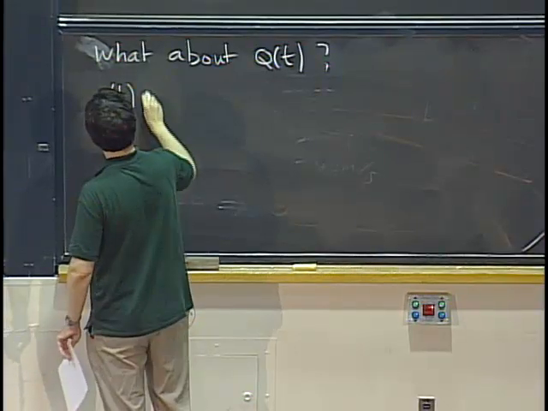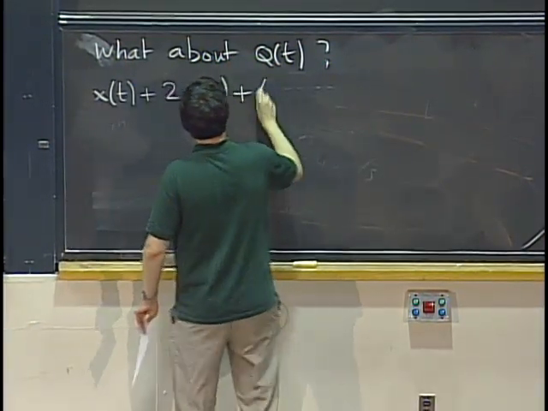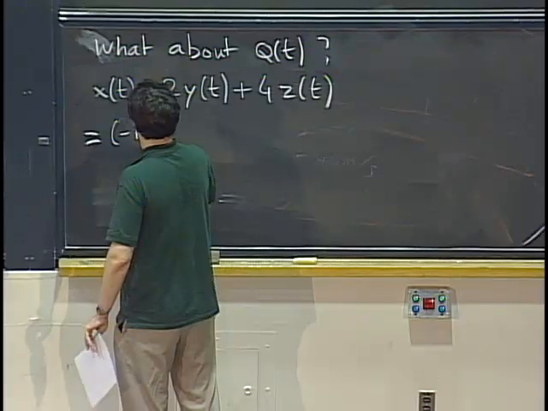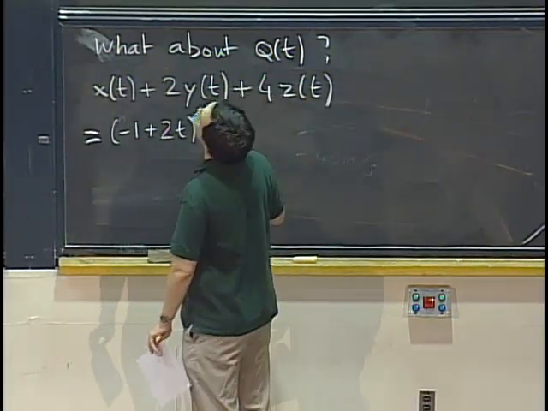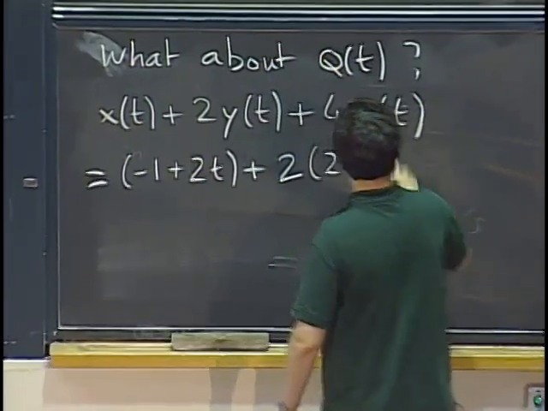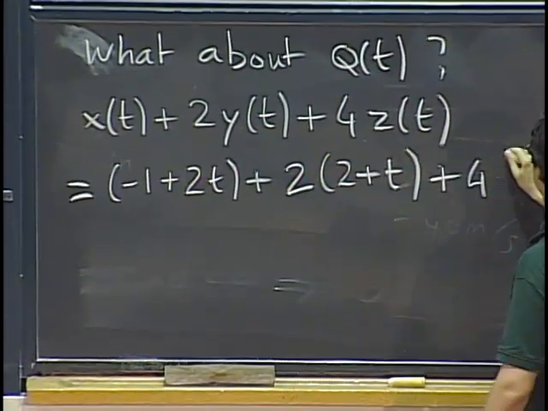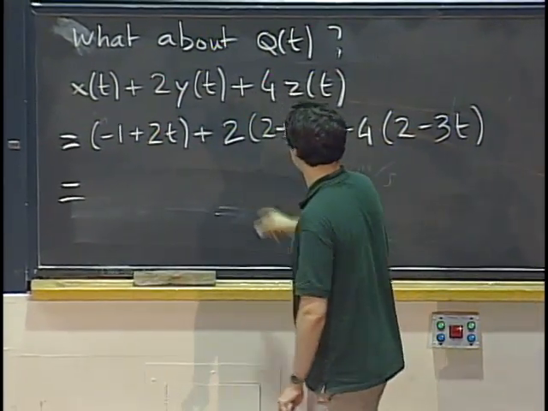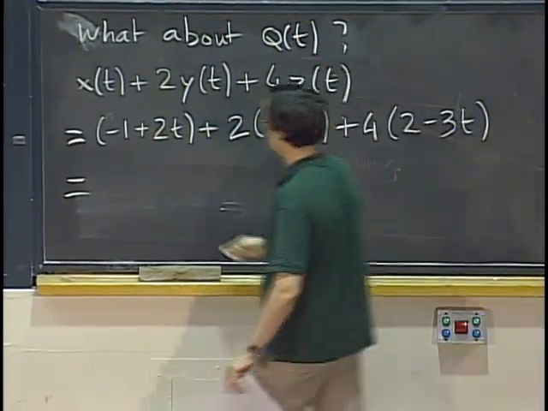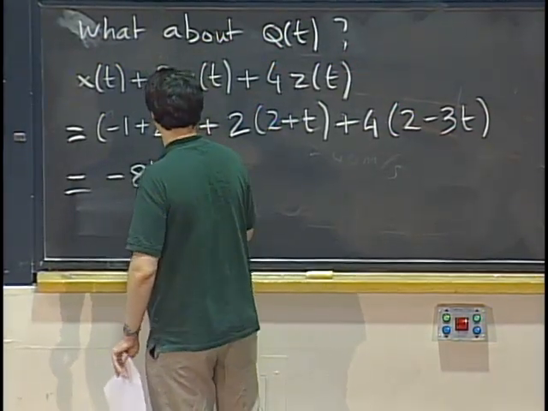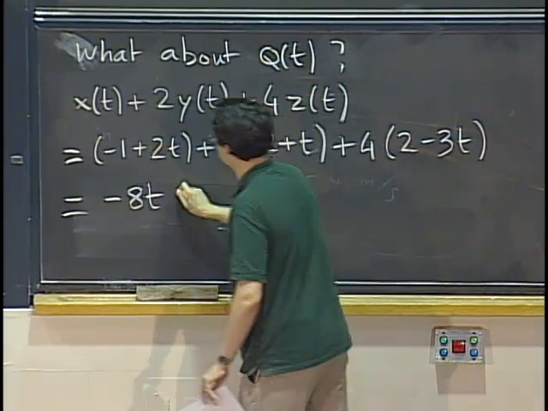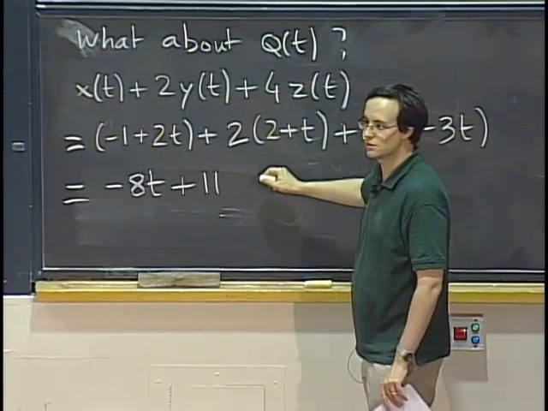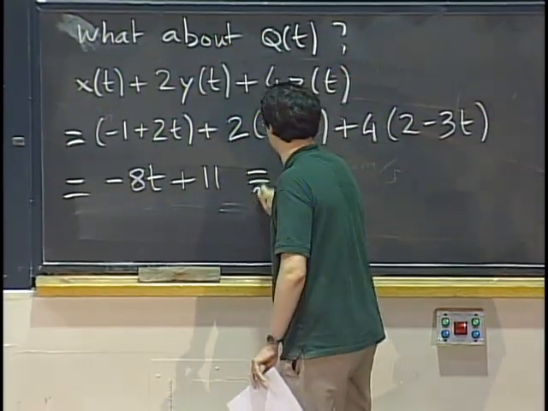So we'll take x(t) + 2y(t) + 4z(t). That's equal to, well, (-1 + 2t) + 2(2 + t) + 4(2 - 3t). If you simplify this a bit, you get 2t + 2t - 12t. That should be -8t. And the constant term is -1 + 4 + 8, which is 11. And we have to compare that with 7. The question is, is this ever equal to 7?